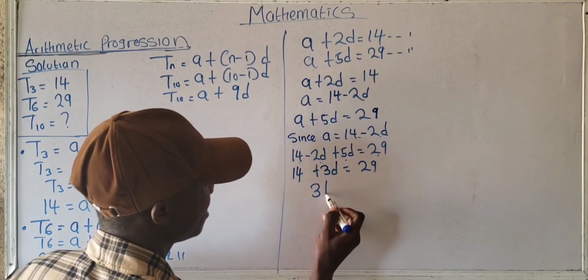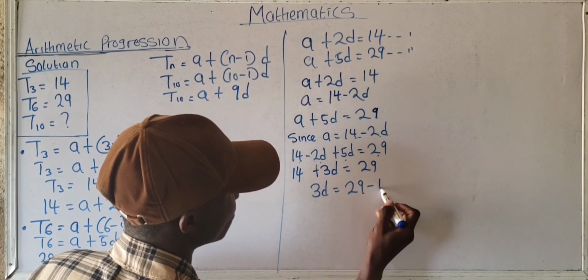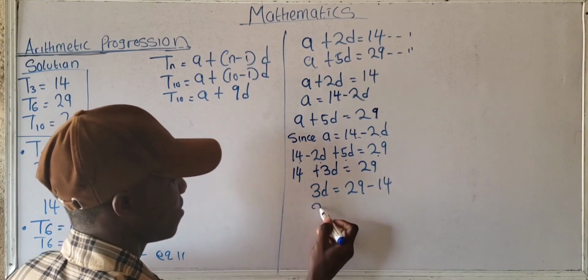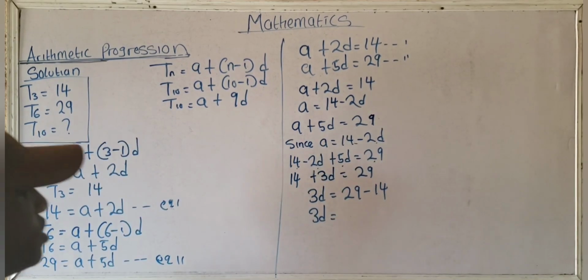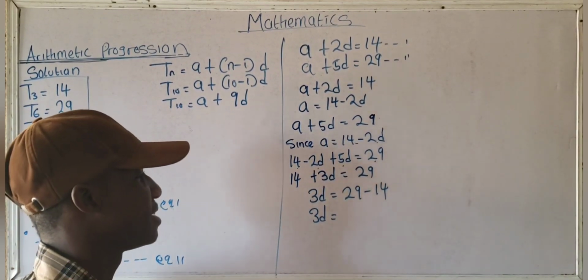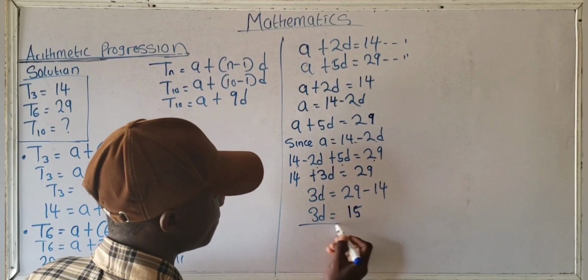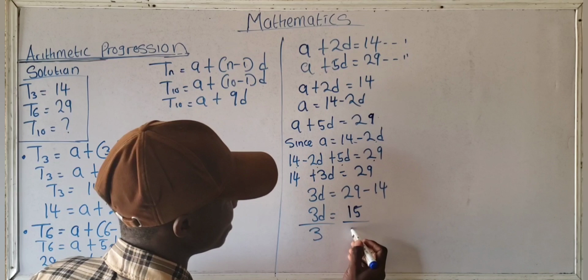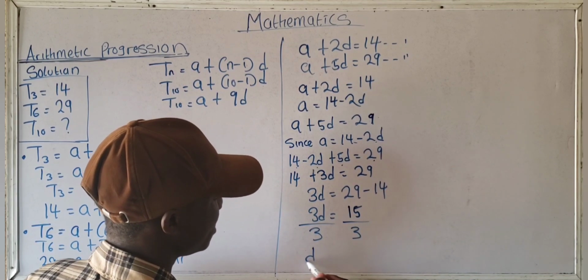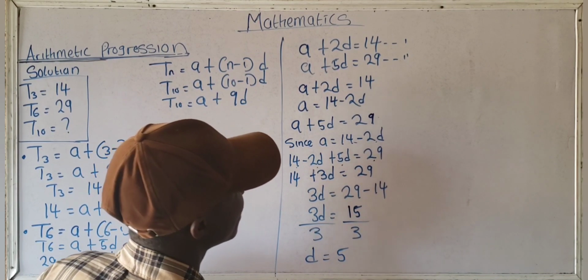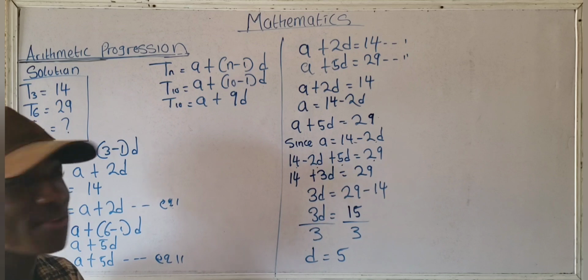So we have 3D equals 29 minus 14. That is 15, so I'm going to have 3D equals 15. Divide both sides by 3 to get the value of D. So here I'm going to have D equals 5. So I've gotten the value of D as 5.